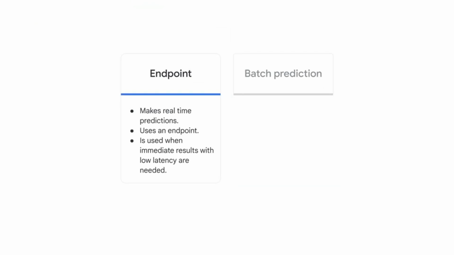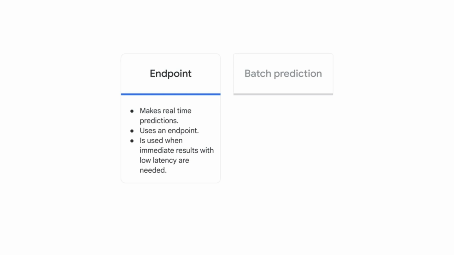Deploy the model to an endpoint for real-time predictions, often called online predictions. This option is best when immediate results with low latency are needed, such as making instant recommendations based on a user's browsing habits whenever they're online. A model must be deployed to an endpoint before it can be used to serve real-time predictions.